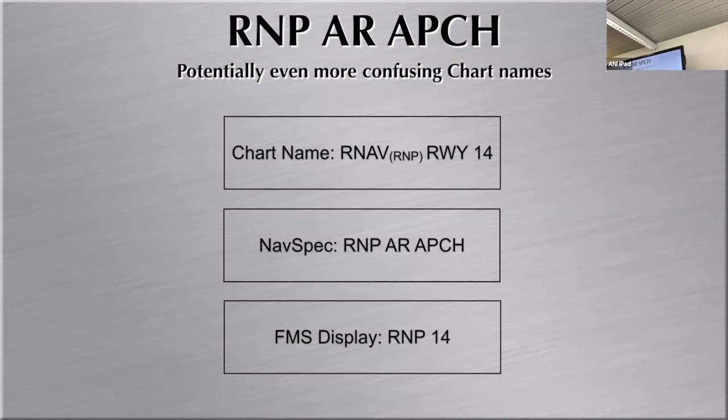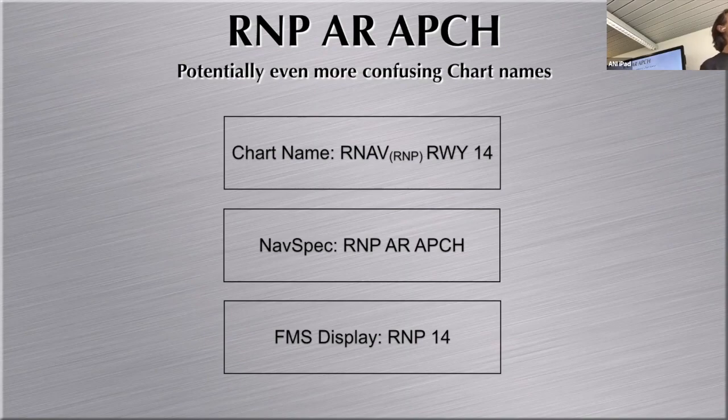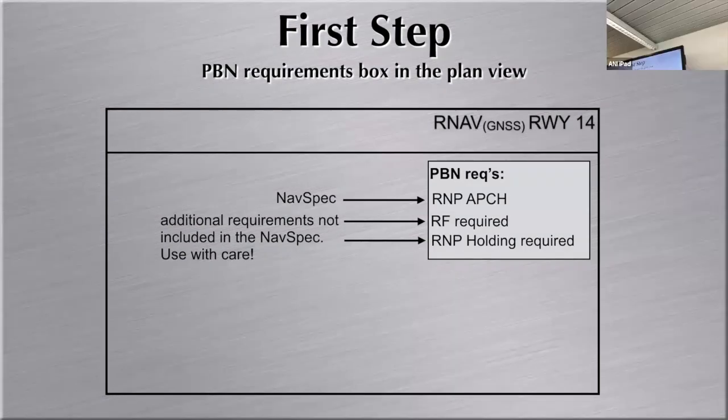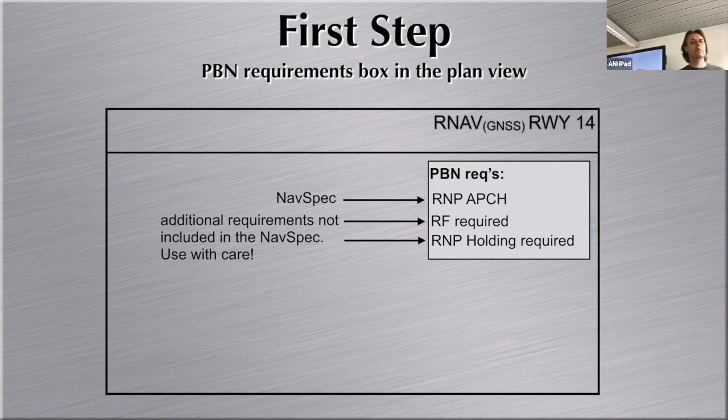Anyway, the first step that was done by ICAO, and namely the Instrument Flight Procedures panel, was to say we should clarify a little bit by using an information box, which we call the PBN requirements box, that goes into the plan view of the chart. That was the first step. We have an RNAV GNSS runway 14, and the nav spec is RNP approach. This could be it in the PBN requirements box. It could be that you just state what is the nav spec. If you have additional requirements, or if you mention requirements that are optional for the spec, they also go there.